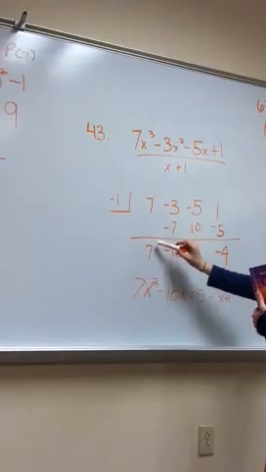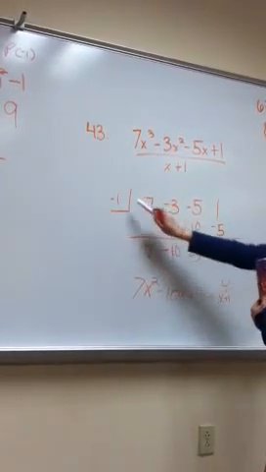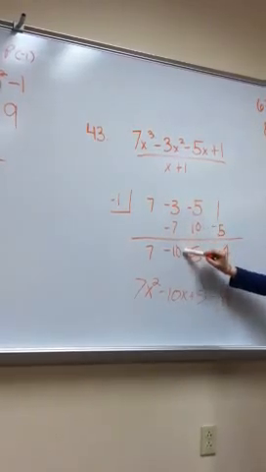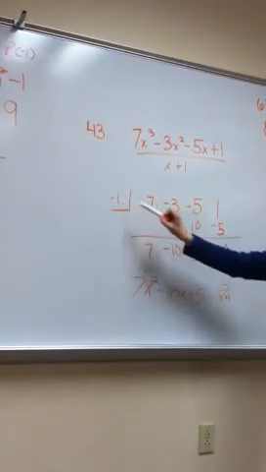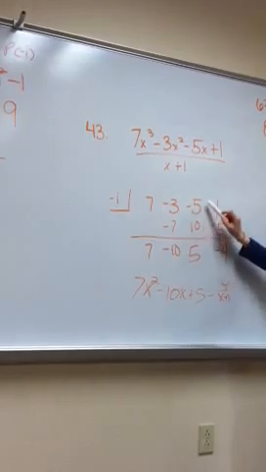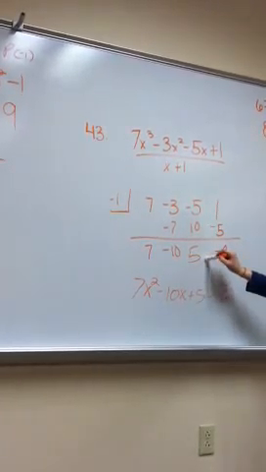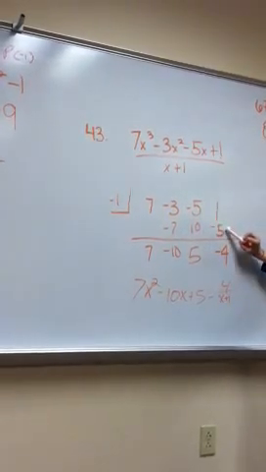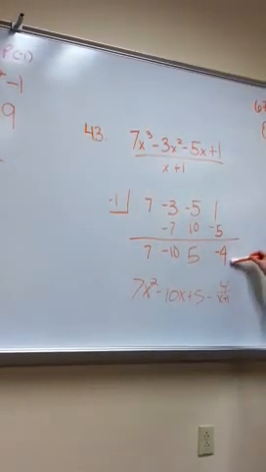You automatically bring down the 7, and then you multiply it times -1, you get -7. You add these two, you get -10. You multiply that by -1, you get 10. Add that to the -5, you get 5. Multiply that by -1, you get -5, and then add those together, you get -4.